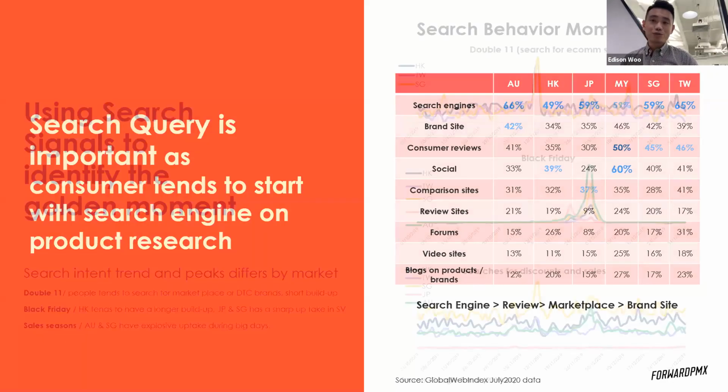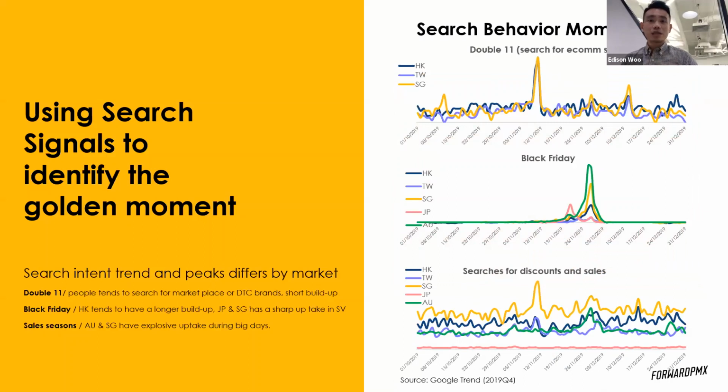In the next slide, we also want to tell you more about how the search signal can help you identify your golden moments. This is an example we found for the Hong Kong, Taiwan, and Singapore markets, especially for Double 11. We found that the Double 11 spike only happened within 7 days in Hong Kong and Taiwan, where people do a lot of research on where they can get a good bargain and discount. For Black Friday, we see high demand in Australia and Singapore, and the spike happens sharply during the 7 days before Black Friday.